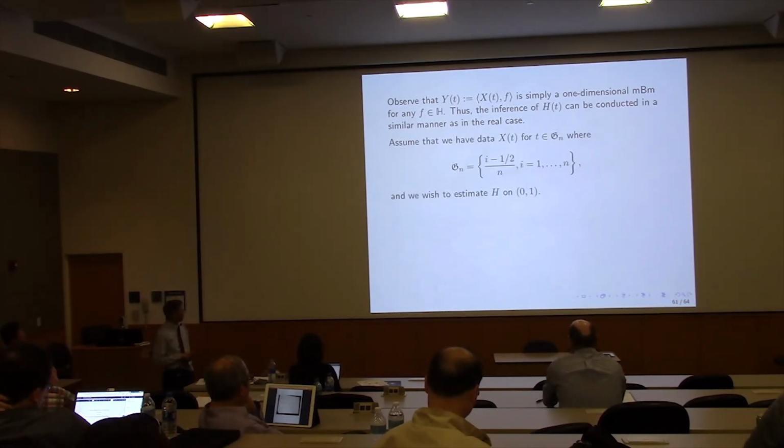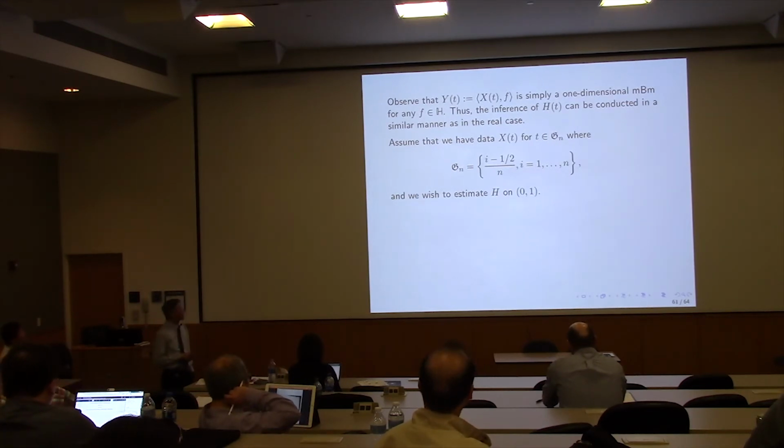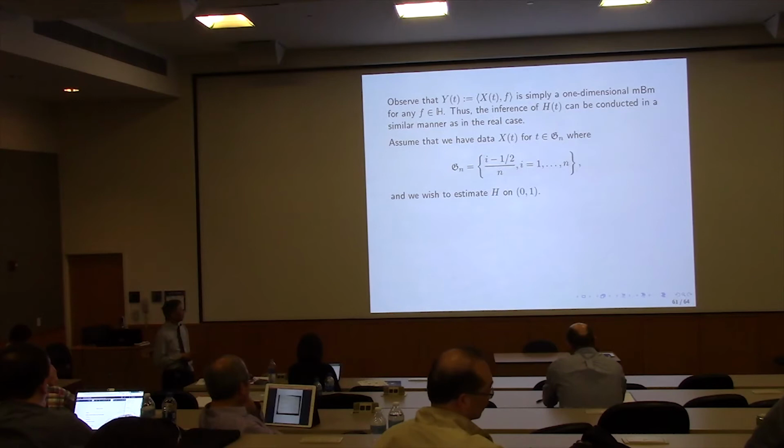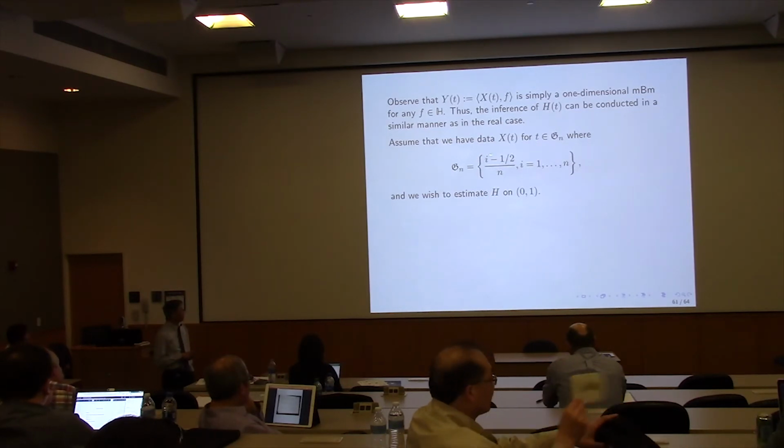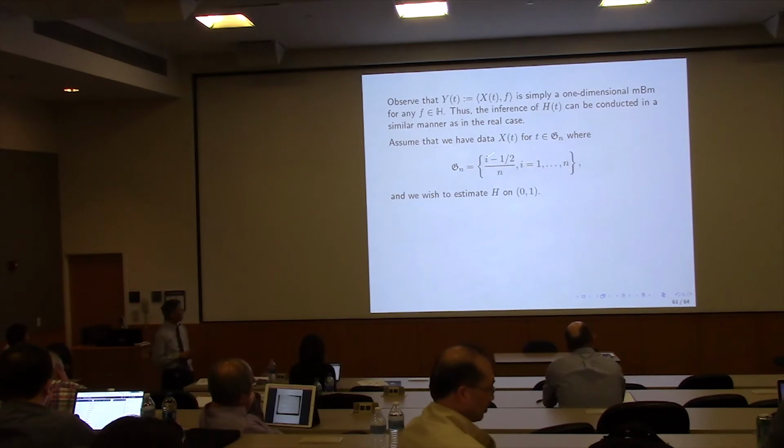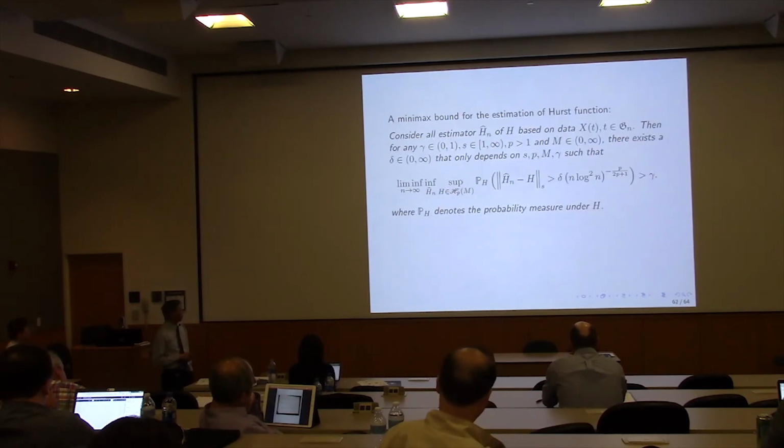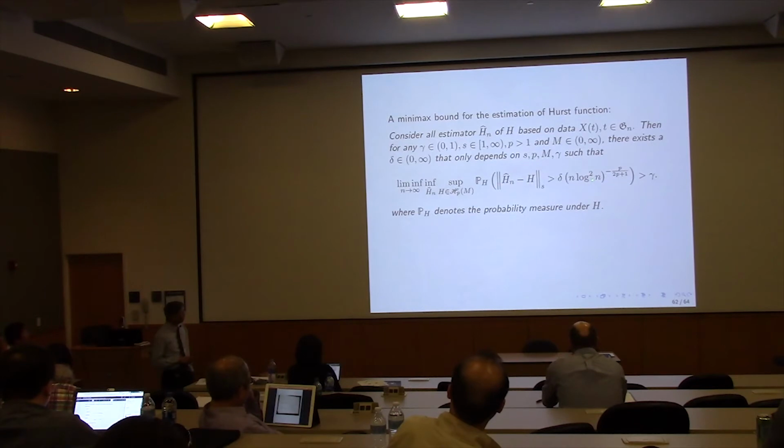And for the real case, I've written a paper that talks about how to estimate the Hurst function. And we have an infill asymptotic result. If we have data observed on a fixed grid, then it is possible to prove a minimax rate, provided that the candidate functions are in the Hölder class. The rate is very similar to what you would see in nonparametric regression, with the exception of this extra square root log term.